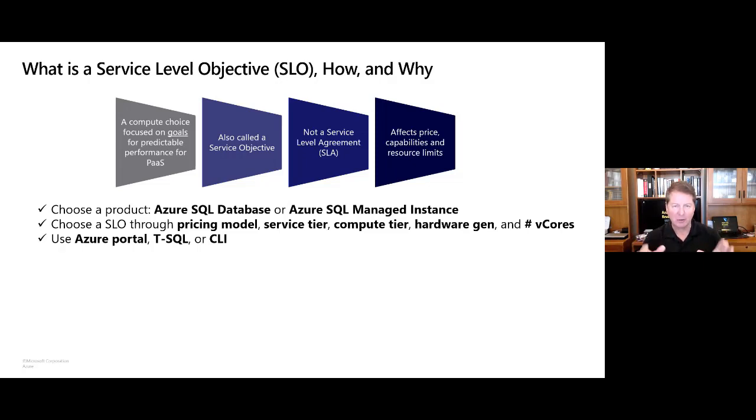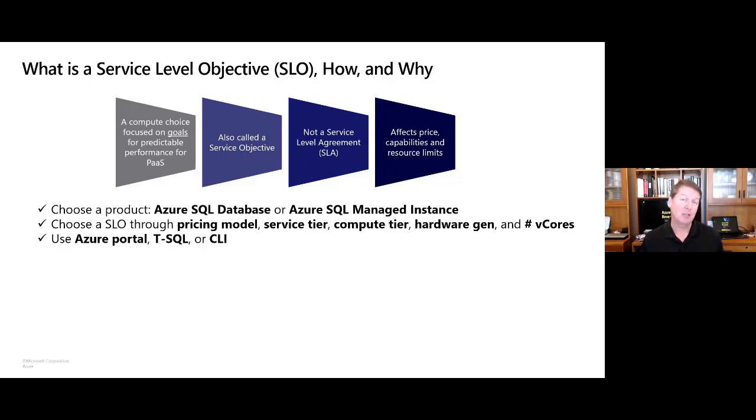Once you make that choice, though, you get into these other choices that are going to end up determining what service level objective you get. That could be a pricing model, like DTU or a vCore model in Azure SQL Database, something called a service tier, a compute tier, a hardware generation, a number of vCores. Lots of choices to make that eventually lead to this thing called a service level objective. And the way you do that is you do it through the Azure portal when you're deploying something or making changes. We'll show you an example of that later.